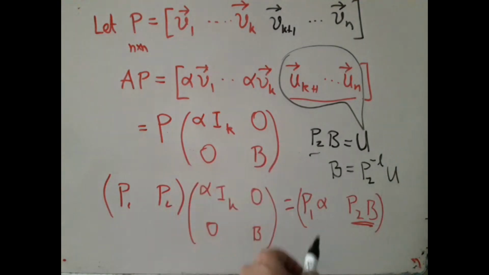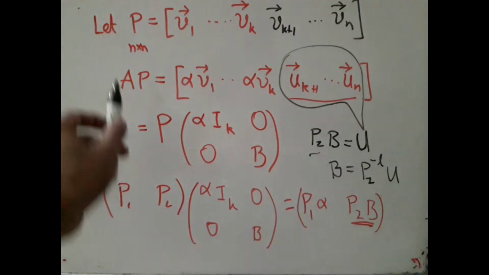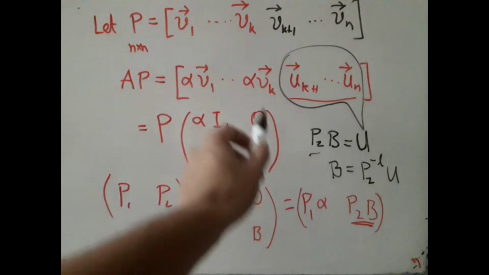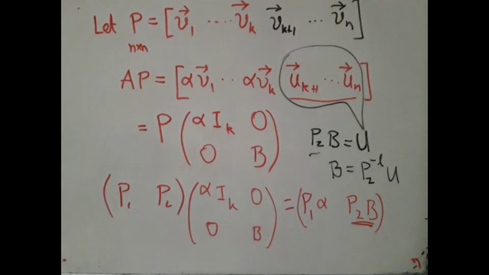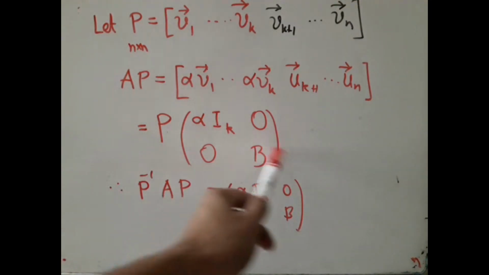So such a B always exists. I do not really care about finding a left inverse or finding B. I merely know that AP may be written like this. That's all that I care about. So I can write, taking this P on this side, P inverse AP is this.